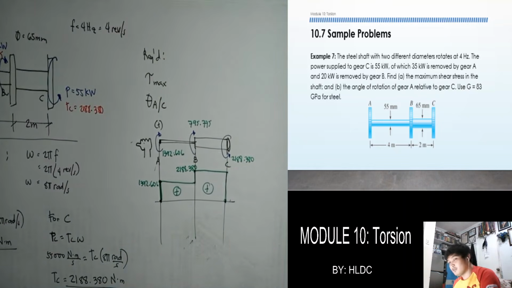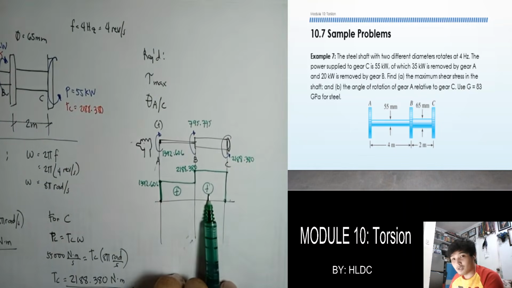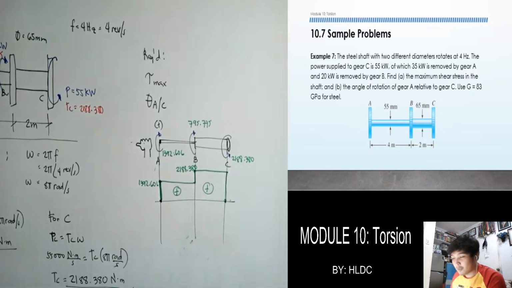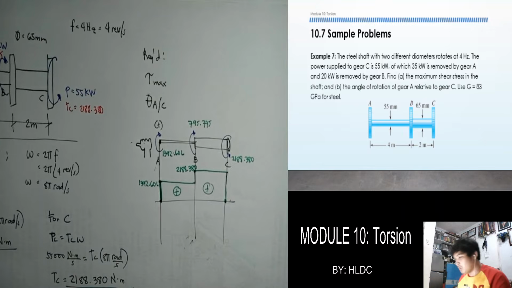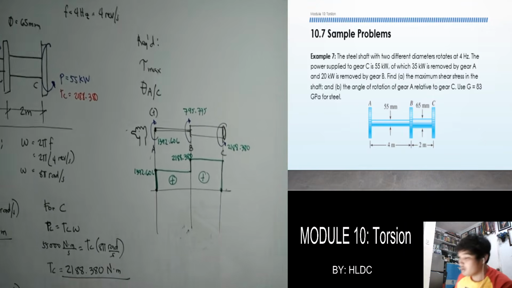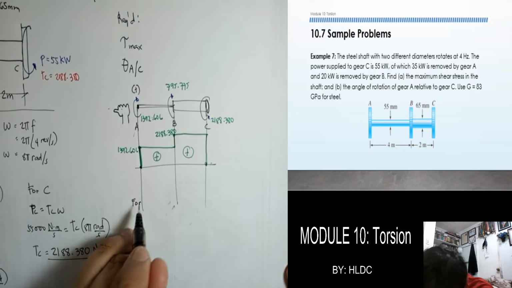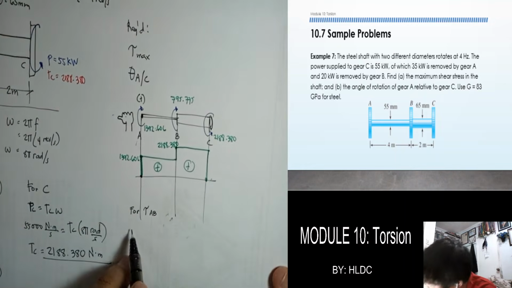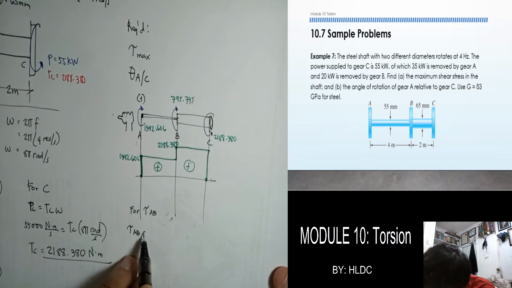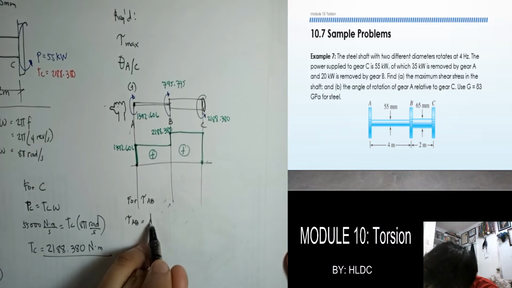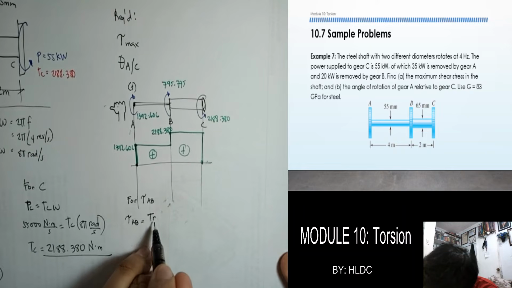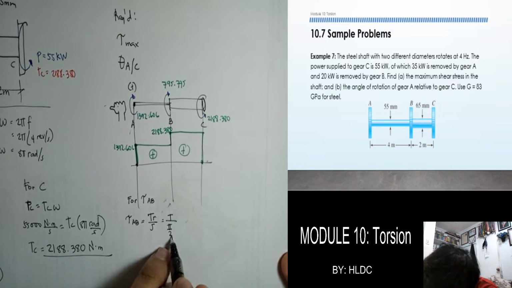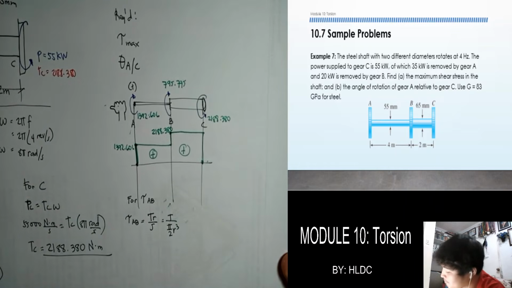So, nasan dyan yung maximum shear stress? Nandito ba? So, hindi natin sure, kasi magkaiba ng area. So, ang gawin natin, solve natin na magkahiwalay. Tapos, hanapin na lang natin yung maximum. So, for stress may segment AB muna. So, that stress sa AB is equal sa TR over J. So, magiging TR over J or T over pi over 2R cubed for solid shaft.